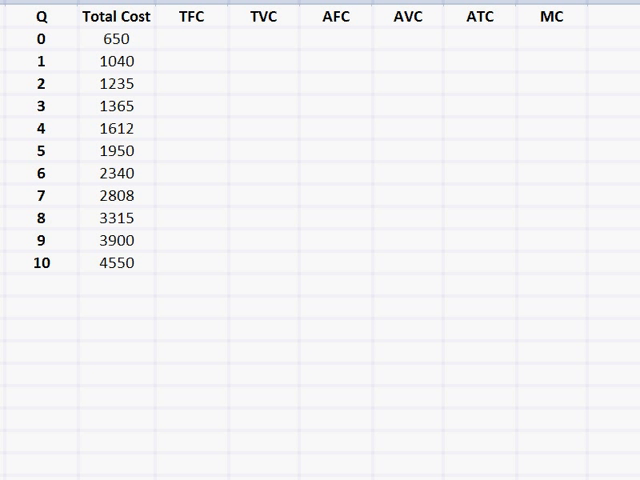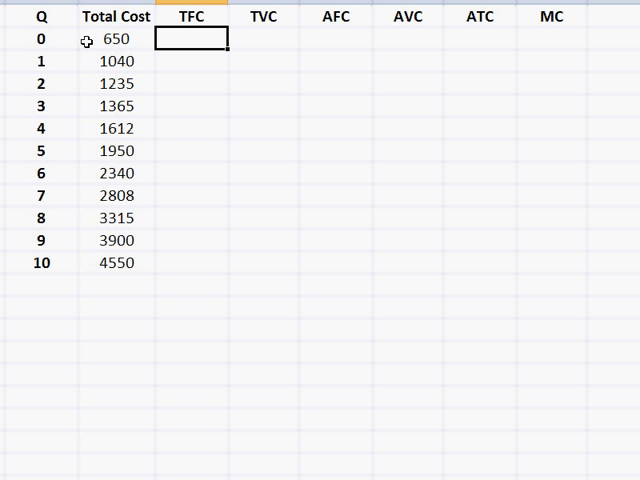In this video, we're going to look at a cost table again, and we're going to fill it out and discuss what they mean, and then we're going to graph and use it. So I'm not going to spend much time explaining how to calculate it, but more what it means. So let's get started. Here: total fixed cost, total variable cost, average fixed cost, average variable cost, average total cost, and marginal cost.